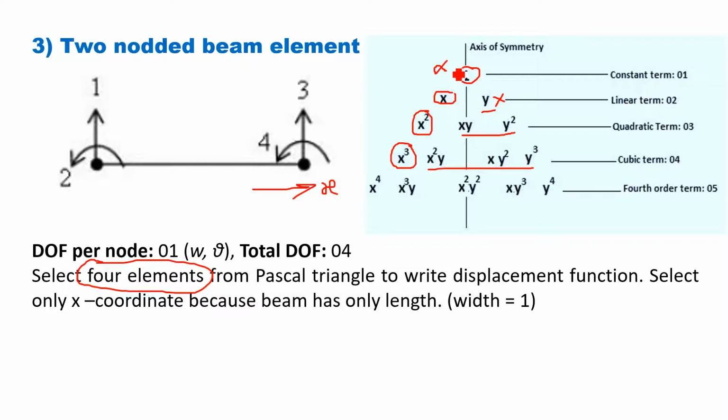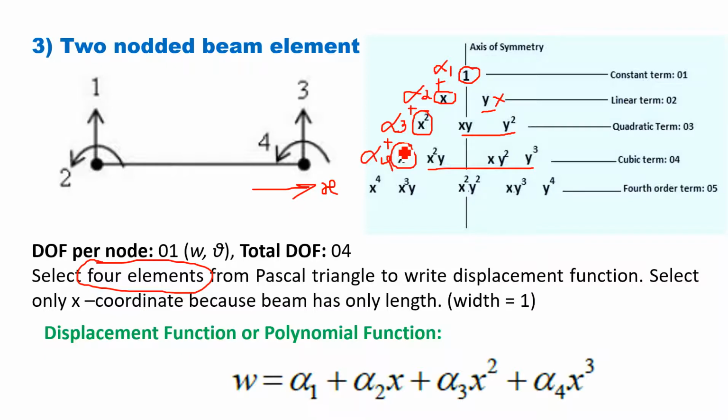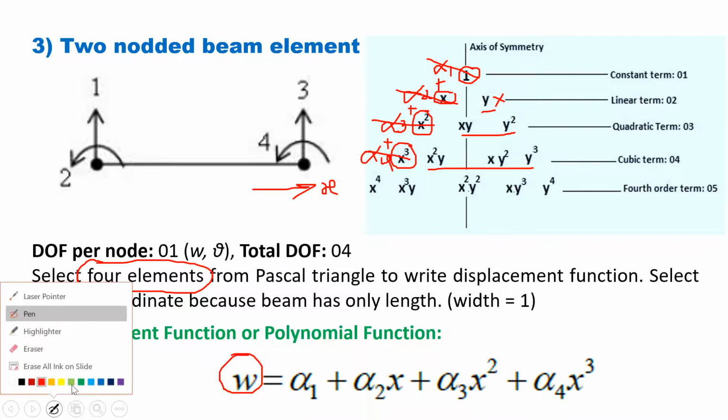which are again multiplied by generalized coordinates alpha 1, alpha 2, alpha 3 and alpha 4. Now we have to add all these 4 elements together to write down the final displacement function, and that displacement function is in terms of only W. So W is equal to alpha 1 into 1 plus alpha 2 x plus alpha 3 x square plus alpha 4 x cube. This is the displacement function for 2 noded beam element.